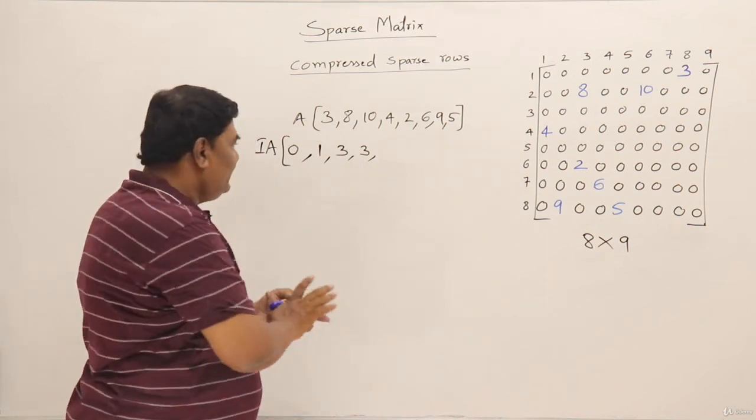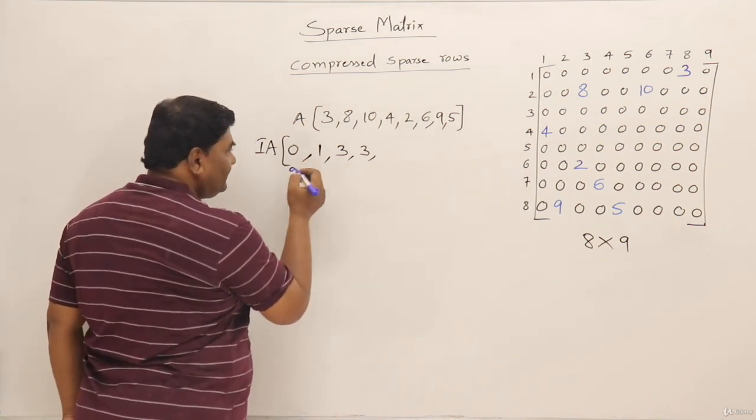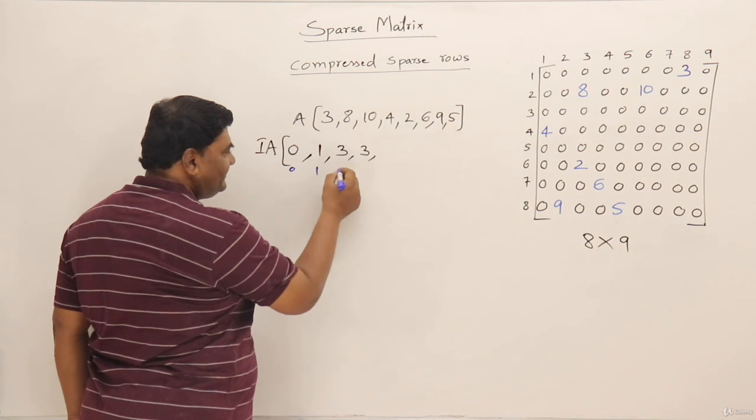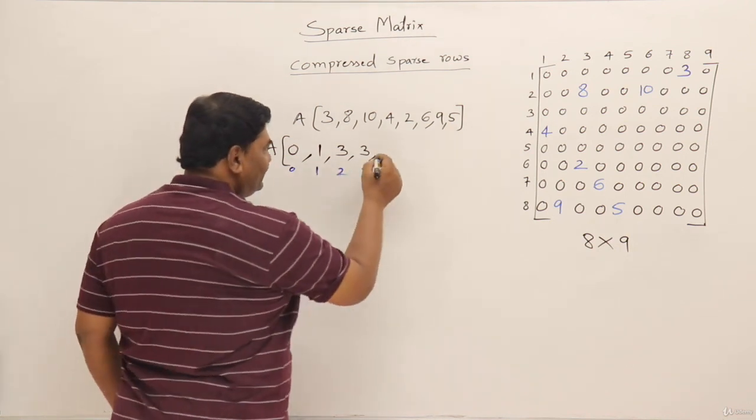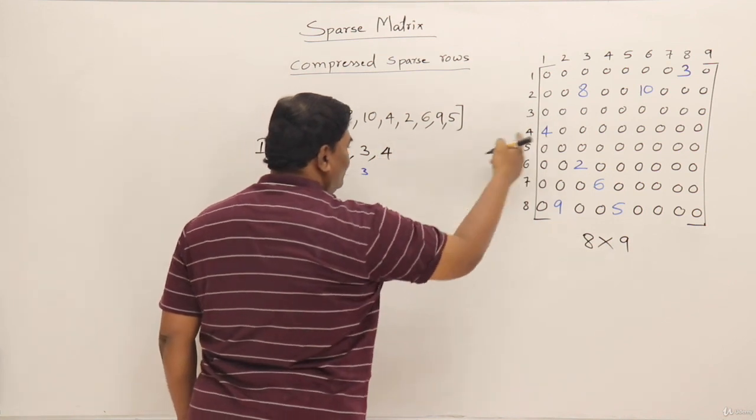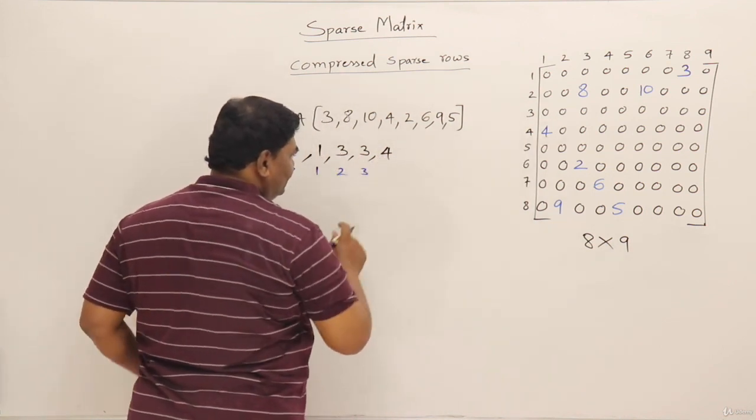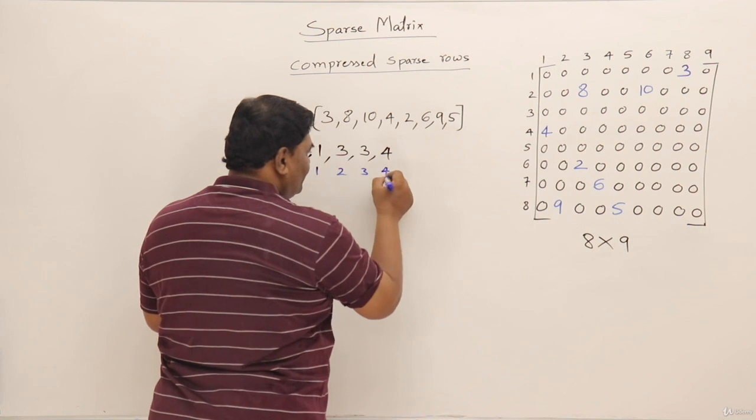Even I will write down the indices for the row number. This is for the 0th row, there is no 0th row. This is the first row, this is the second row, and this is the third row. Then in the fourth row there is 1 element, so it is 4, one more. In this, 3 plus 1, that is 4. So this is for the fourth row.